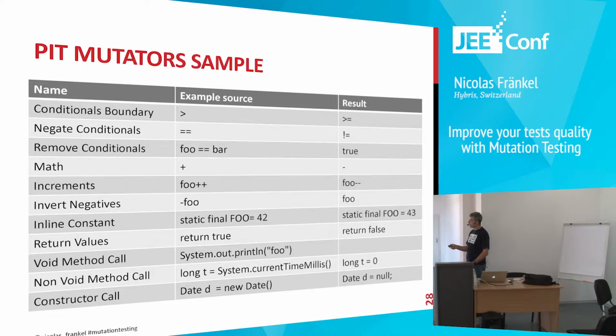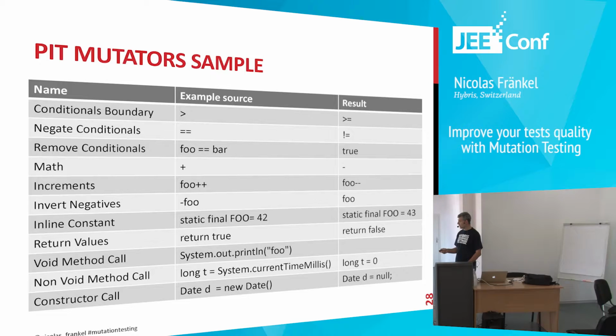It will reverse the conditional. It will remove the conditional completely, so you will always have true or always have false. It will replace plus by minus. It will replace times by divide. It will decrement instead of increment and do the reverse. It will invert some negative values. It will change constants. It will change the return value.